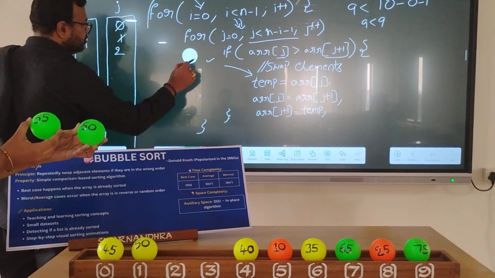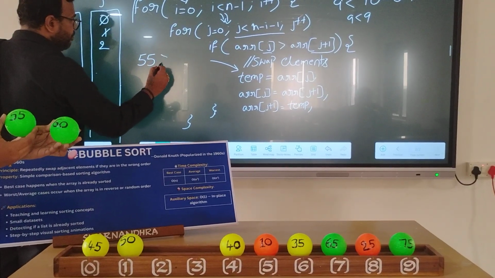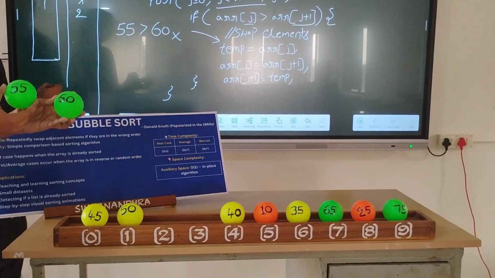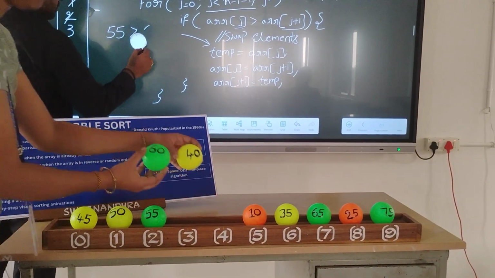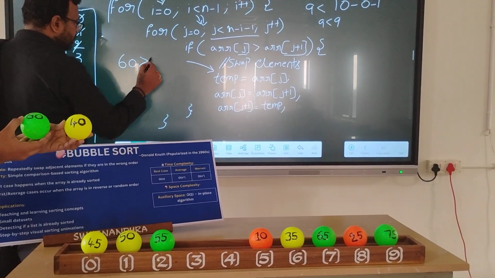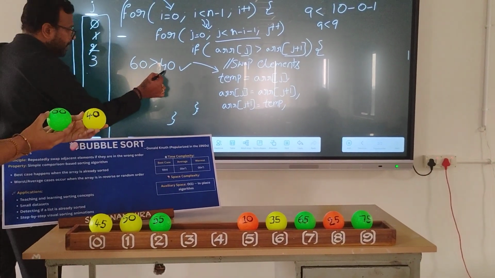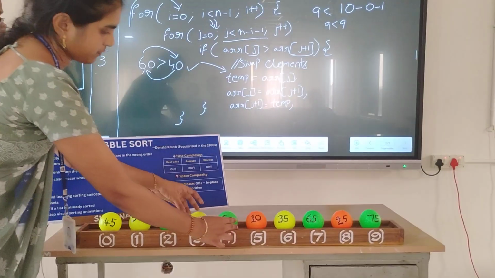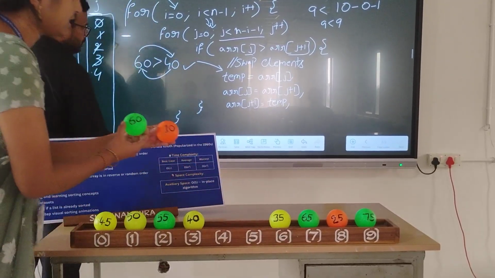55, 60. The condition is false. There is no swapping. Now J becomes 3. 60, 40. The condition is true, which means swapping is done. 40 is moved to this position, 60 is moved to this position. Now J becomes 4.